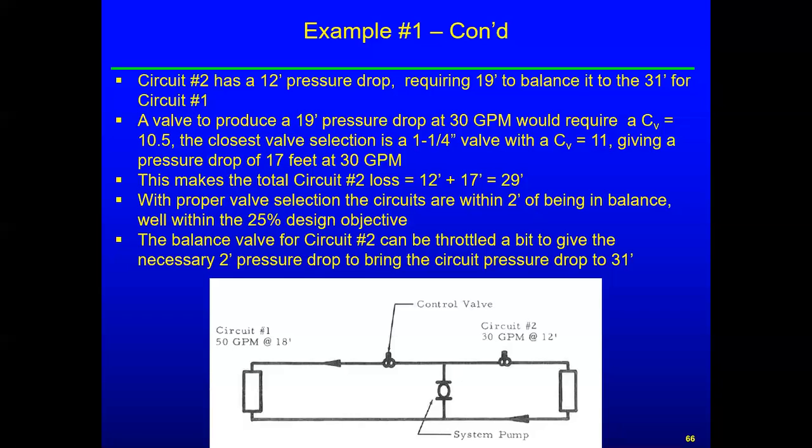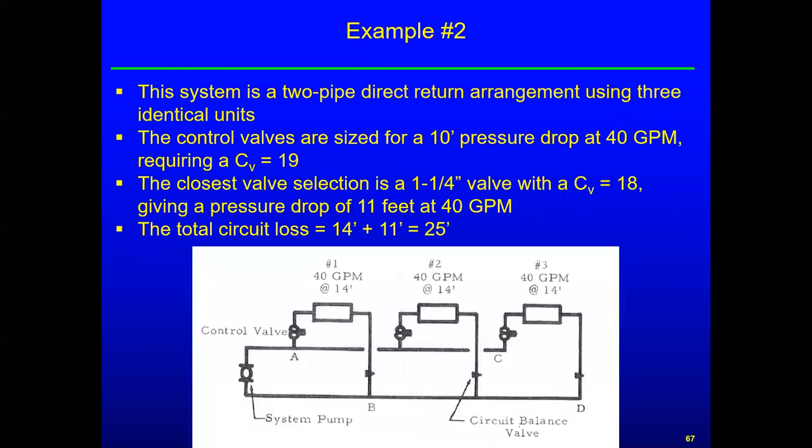So we can see that we're well within 2 feet, well within the 25% variation between the circuits. They're almost on top of each other. So we have done that well. We can easily crank in that extra 2 feet on the balancing valve on circuit 2 and perfectly balance these out at 31 feet each. Okay, very good. So let's move on to example number 2.